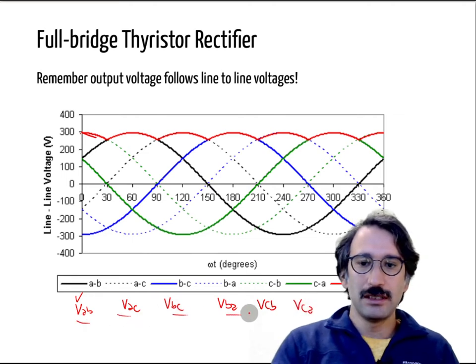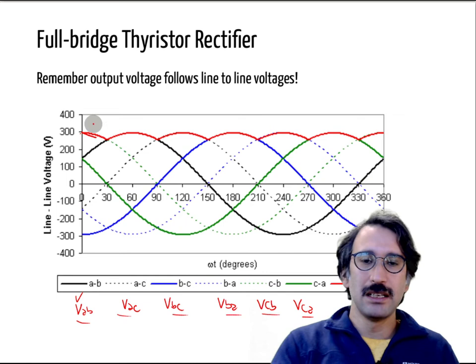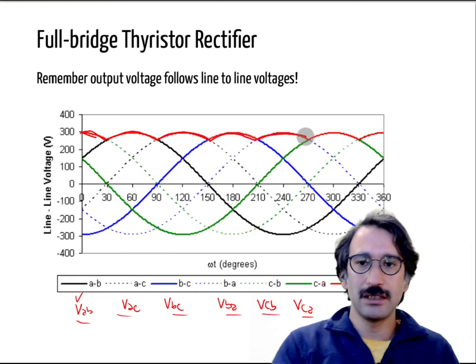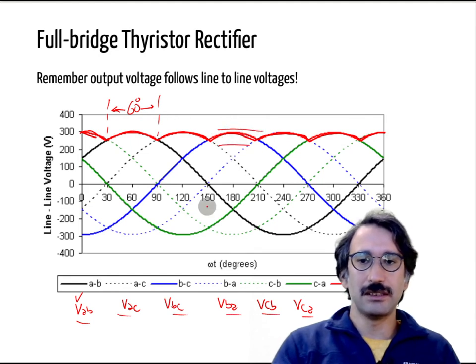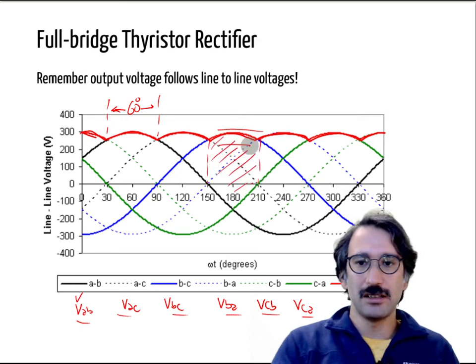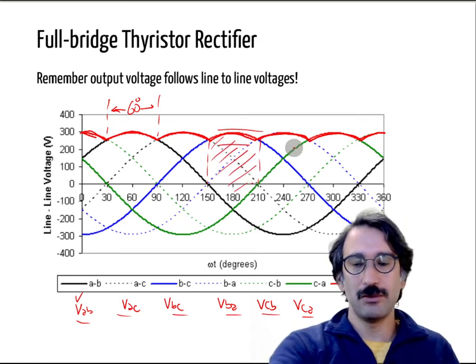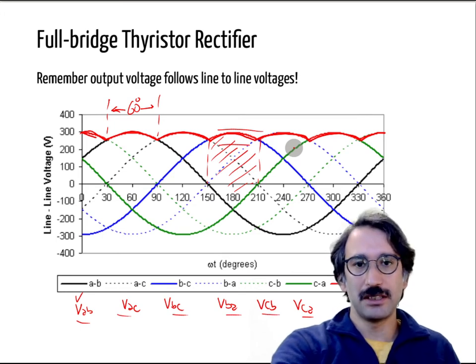You have all these 6 possibilities, and in the diode rectifier our output voltage was following the peaks of these 6 line-to-line voltages, and each of them takes 60 degrees. We calculated the average output voltage based on that area and multiplying it by 6. This is what we did for the diode rectifiers.